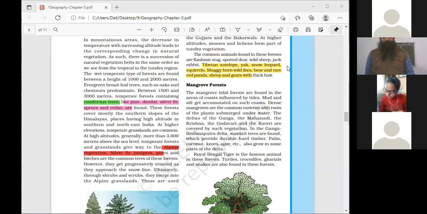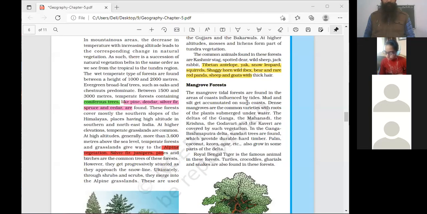Second, Kaveri in Tamil Nadu, Mahanadi in Odisha, and Krishna and Godavari in Andhra Pradesh. Again, Ganga in West Bengal, Kaveri in Tamil Nadu, Mahanadi in Odisha, Godavari and Krishna in Andhra Pradesh. Mangroves grow in saline water.